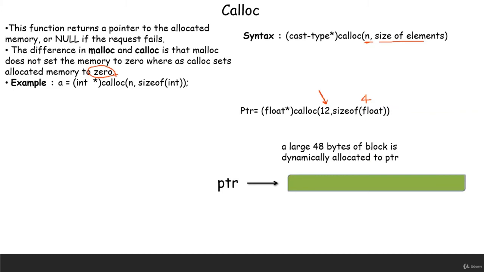But it will initialize each block with the value 0. Always remember that this is the major difference between malloc and calloc. Malloc initializes each block with a garbage value, whereas calloc initializes each block with 0. So the key point is the 0 value.